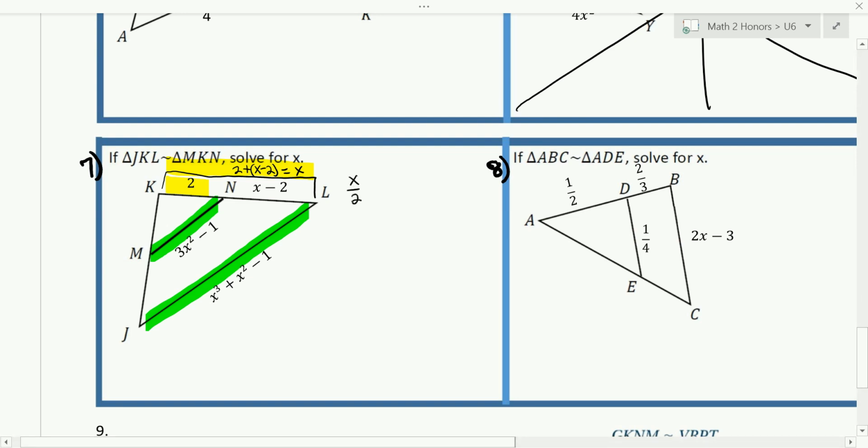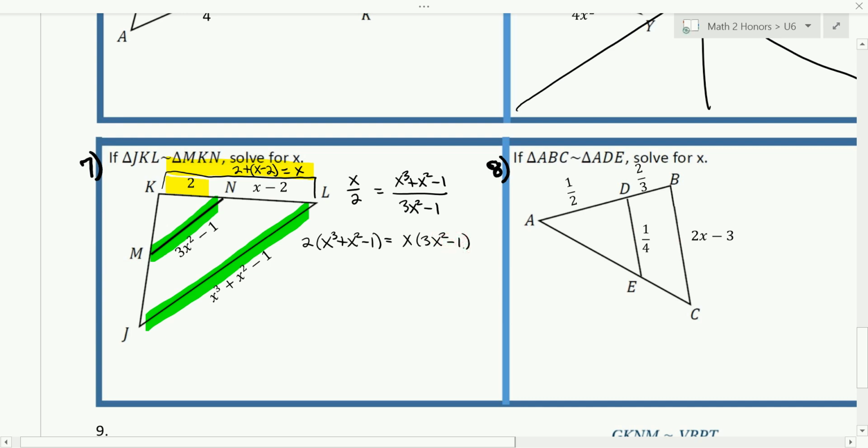So yellow to yellow is x cubed plus x squared minus 1 over 3x squared minus 1. And then I'm going to cross multiply. And I'm thinking which way I want to do this. I could go either way. But x cubed is my biggest power, and so I want to go 2 times that first. So 2 times the x cubed plus x squared minus 1 is equal to x times 3x squared minus 1.